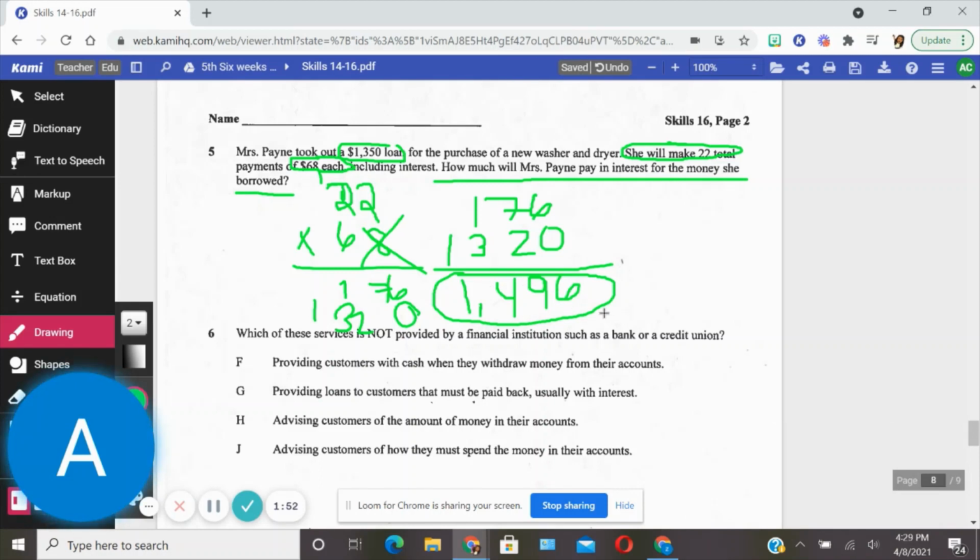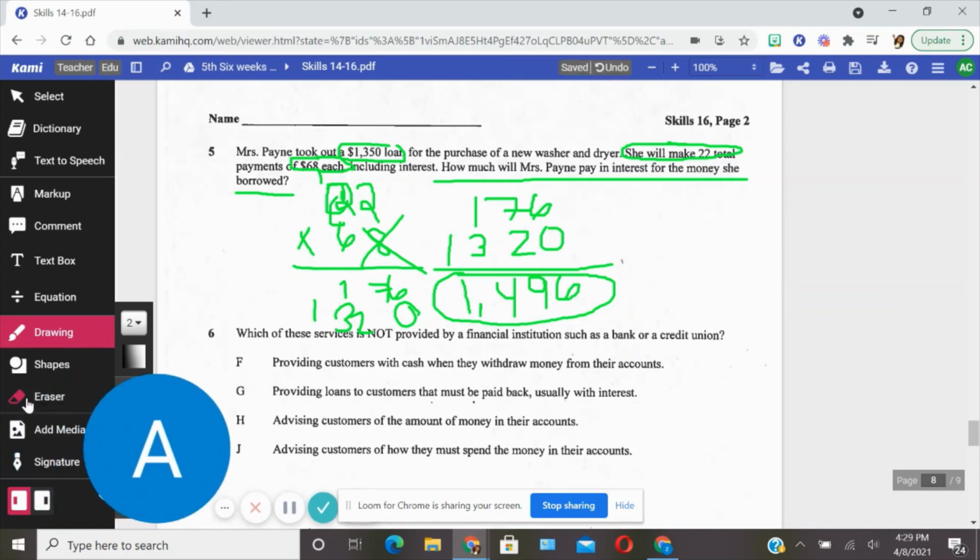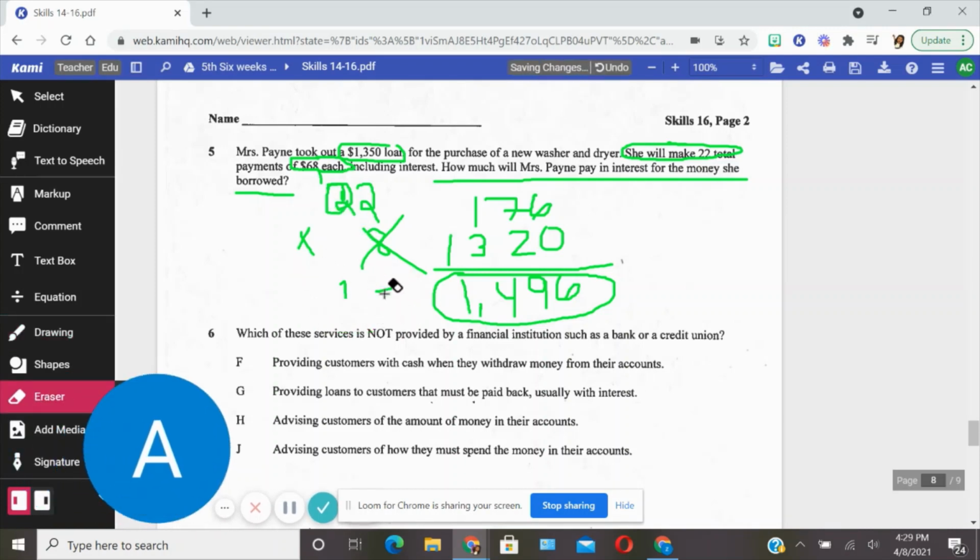So how can I find out how much she paid in just interest? That's right, I can subtract. So let me go ahead and erase all this over here. Erase this here. And I'm going to go ahead and subtract.